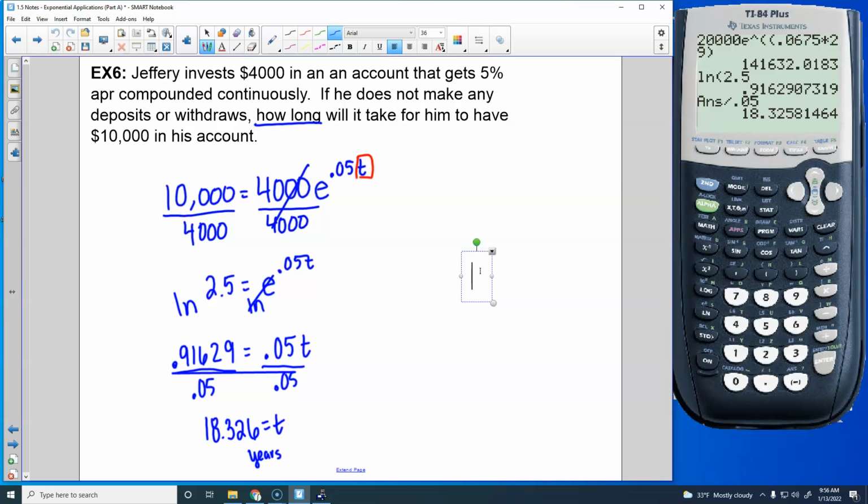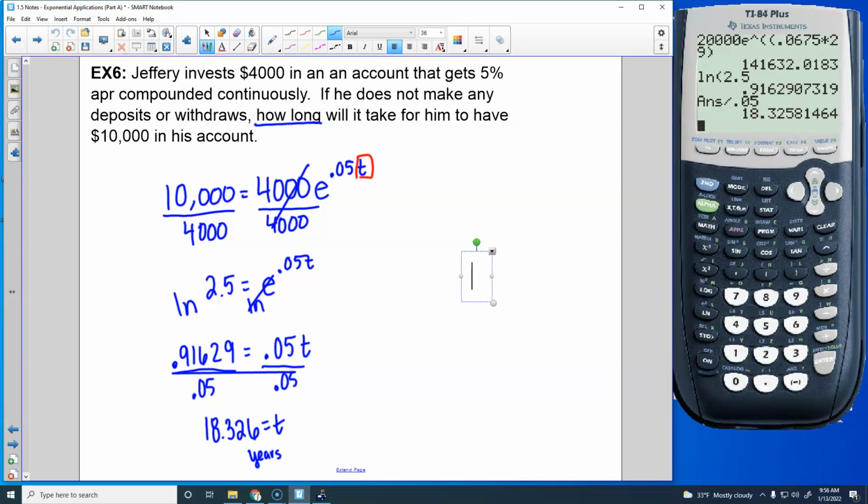In general, I tried to put the word continuously in the problem if you need to use the PE to the RT formula. I don't know if it'll matter too much today. Today it's much more than math. Sometimes it will matter in the future.